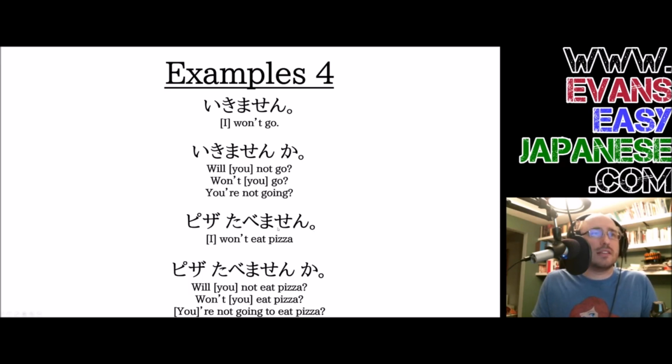Pizza tabemasen. I don't eat pizza, or I won't eat pizza. Pizza tabemasen ka? Won't you have some pizza? Will you not eat pizza? Won't you eat some pizza? You're not going to have some pizza? Oh, you're not going to have some pizza? This was almost much more certainly an invitation. Pizza tabemasen ka? Look at this delicious pizza. Pizza tabemasen ka? And I keep pronouncing it like an English person. All right, cool.